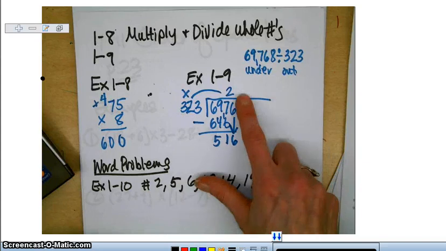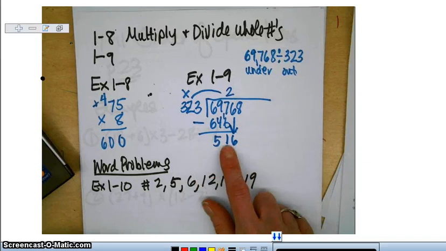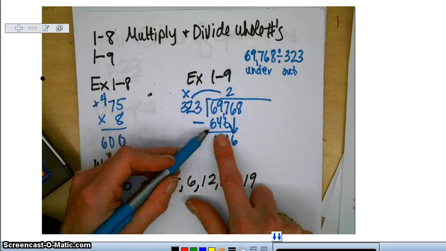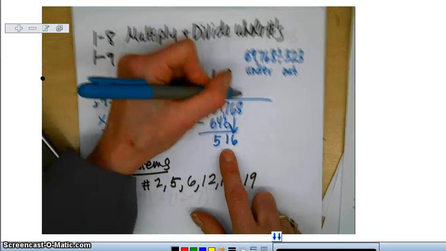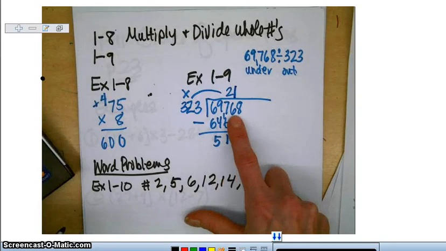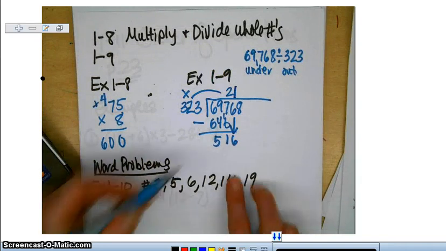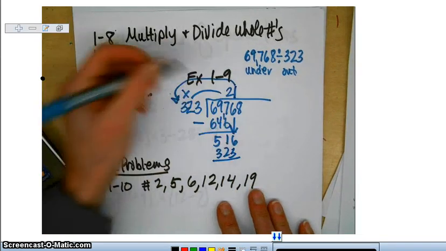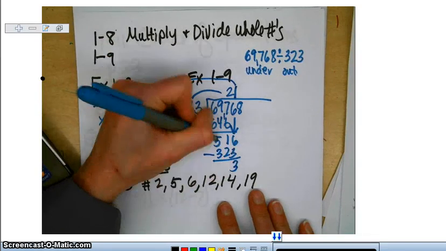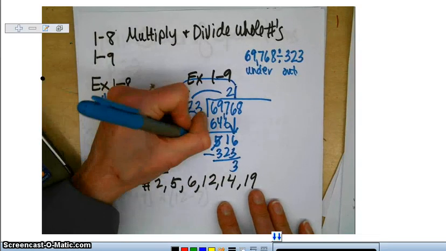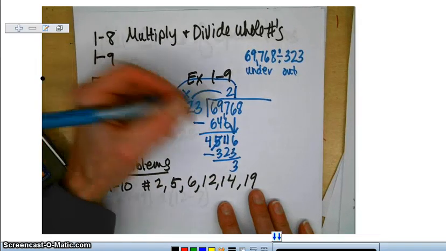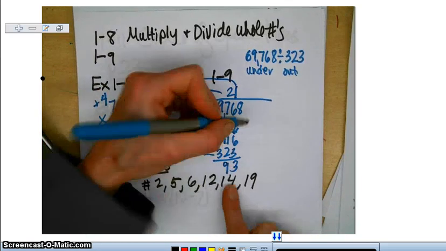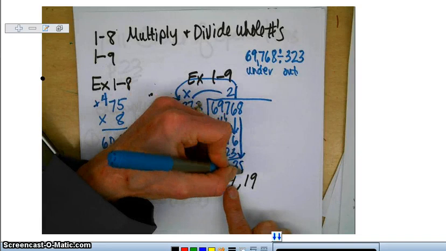323 times what is 516? Well, that's got to be only 1 because 2 times 323 is 646, which is already bigger than that. So that's 1. And that goes directly above the 6 that I just brought down. Now I just multiply the 1 times 323, and then I subtract. So I get 3, borrow 1 from the 5 to make it 4. That becomes 11. 11 minus 2 is 9. So now my remainder is 93, but I still have an 8 to bring down.